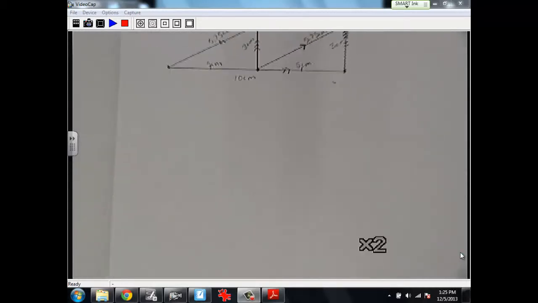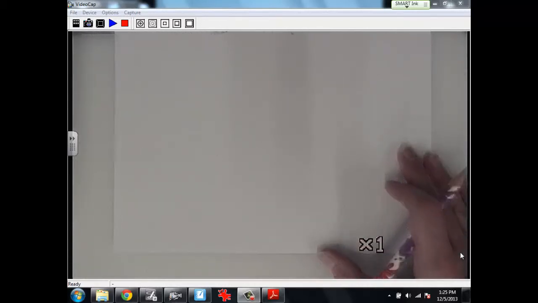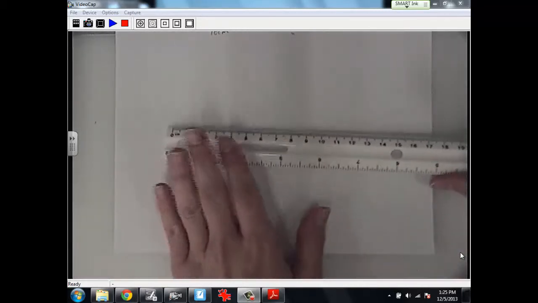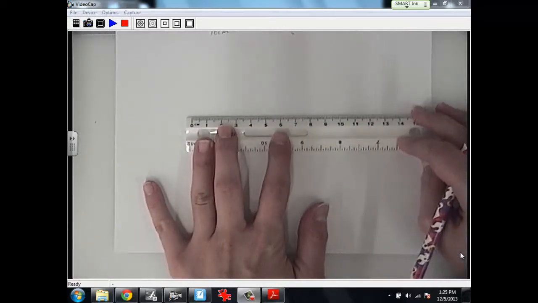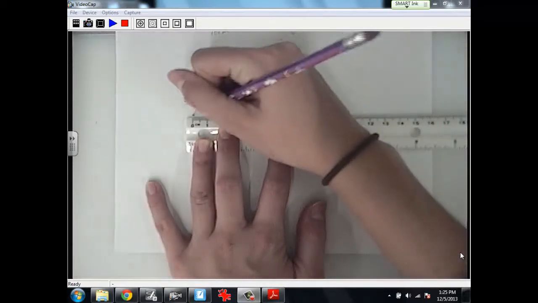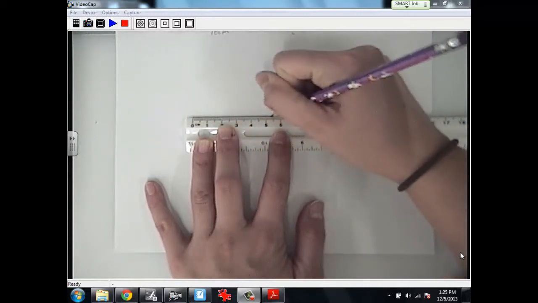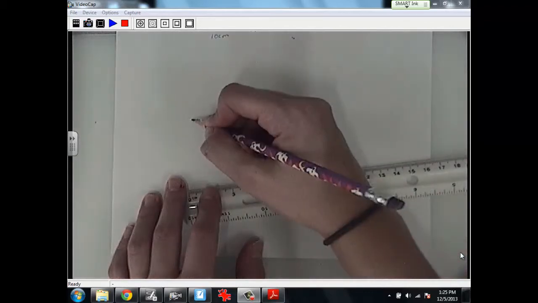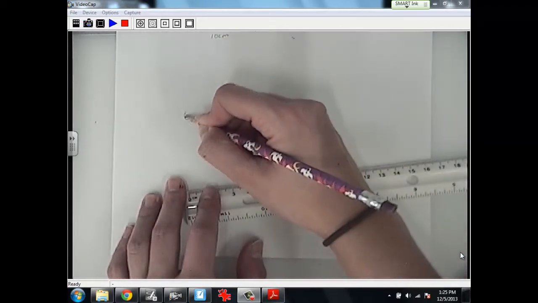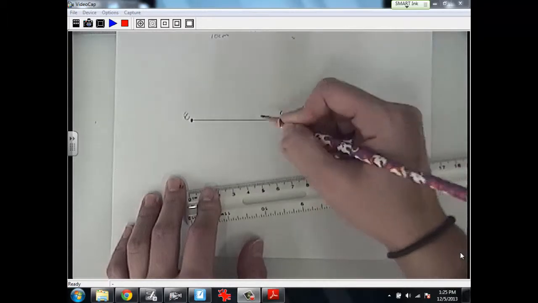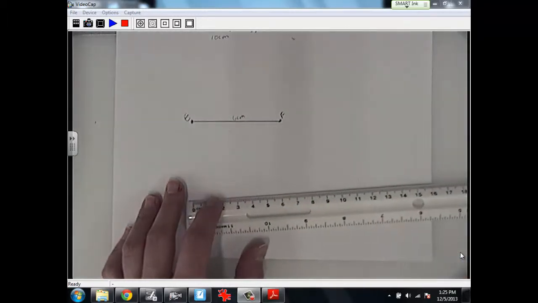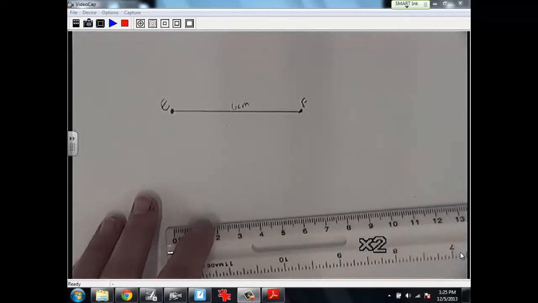Here's what we're going to do. We are going to draw a perpendicular bisector. I'm going to come down here. I've got all this space to work. Roughly in the middle of my white space, I'm going to draw a segment that is 6 centimeters long. I'm going to call this point E and point F. This is 6 centimeters. It's okay if it's crooked.